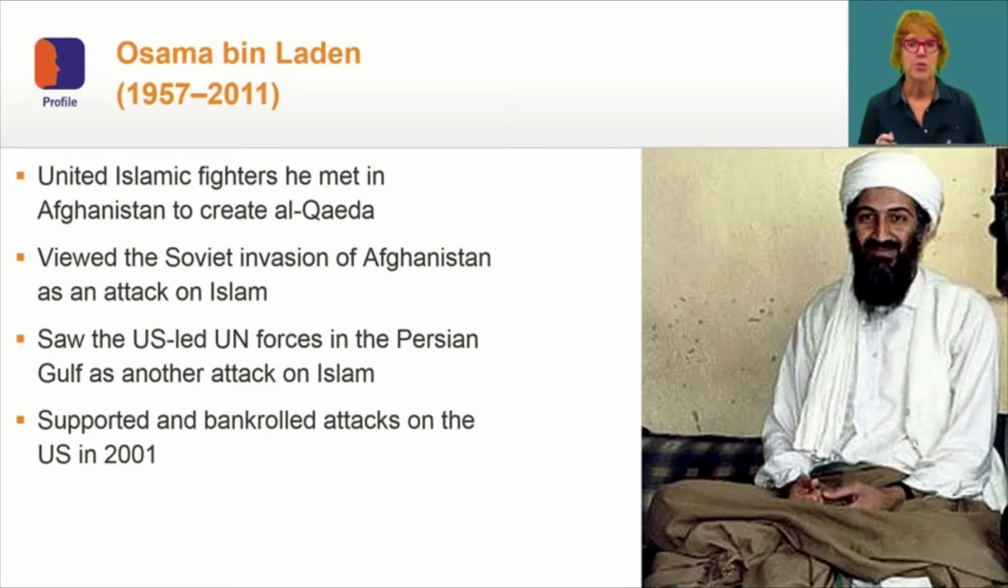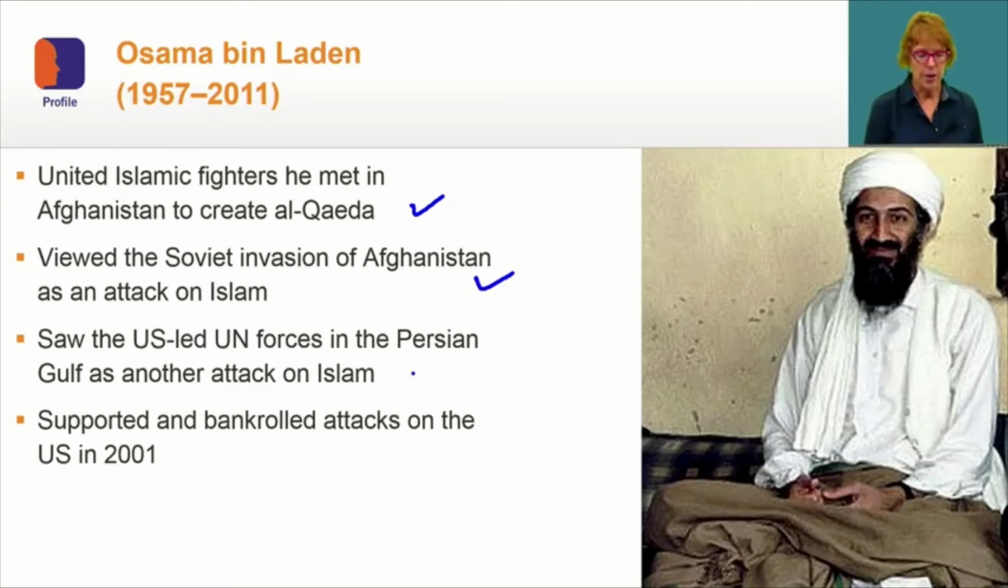Osama bin Laden, a member of a wealthy Saudi Arabian family, founded the al-Qaeda network. He united Islamic fighters he met in Afghanistan to create al-Qaeda. He viewed the Soviet invasion of Afghanistan as an attack on Islam. When the Soviets invaded, bin Laden viewed their actions as an assault on his religion, and he traveled to Afghanistan to fight them.